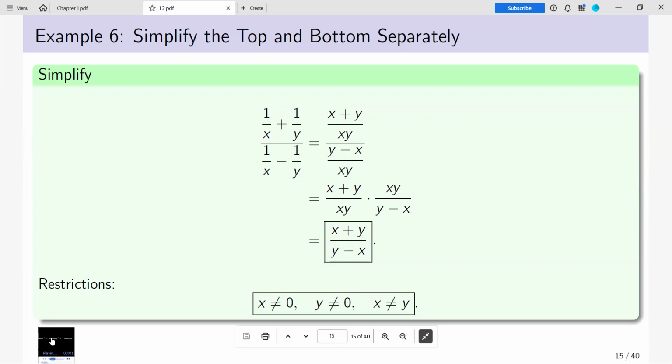Combine the fractions in the large numerator and denominator separately. Dividing the results causes the common factor xy to cancel.